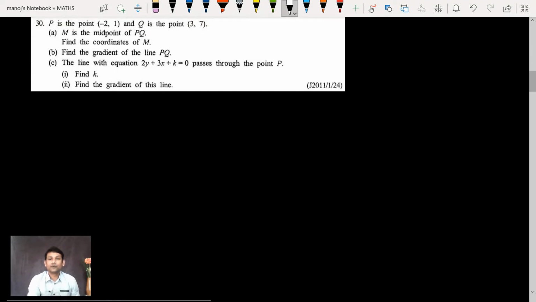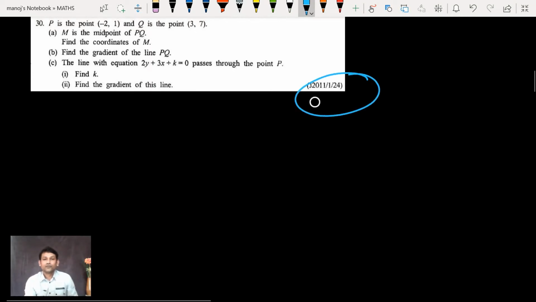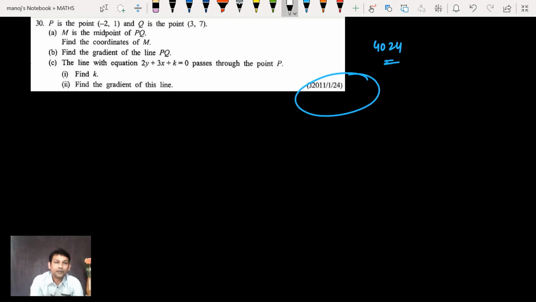This question is from June 11, paper 1, question 24, O levels 4024, syllabus T. Okay, part A. P is given, Q is given, find the midpoint. We have done it. The midpoint is very simple, using the formula, I think. Okay, I'm doing this. Part A is minus 2 plus 3 divided by 2, and 1 plus 7 upon 2, which is 1 upon 2, and 8 upon 2 is 4, and that's your midpoint.